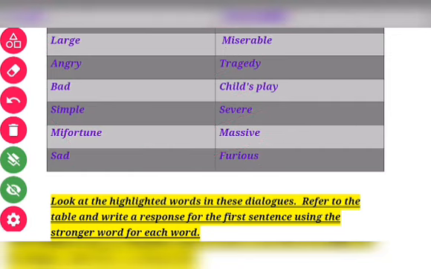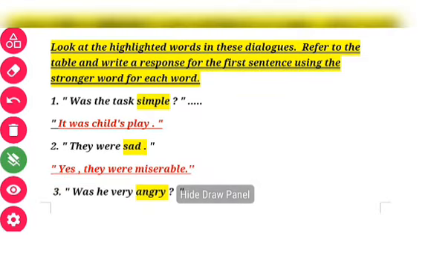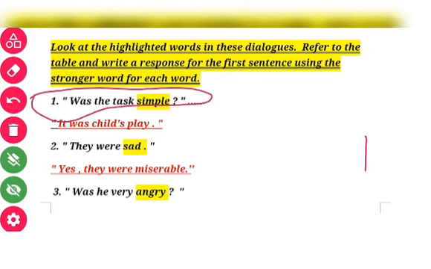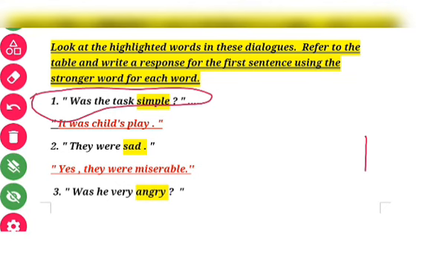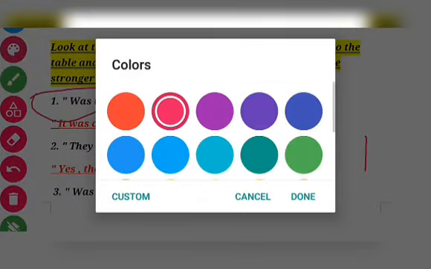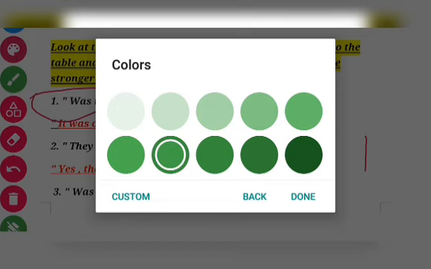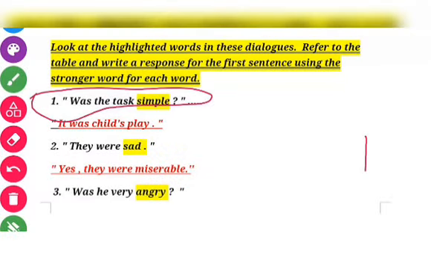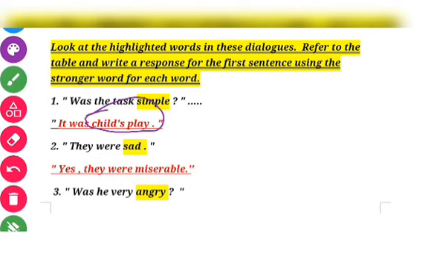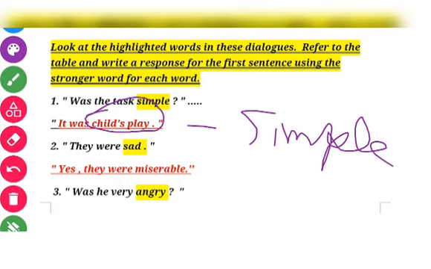So we'll see that. The first says, was the task simple? Asking about was the task simple. For this you will write child's play. Now, it was child's play, as I told earlier, child's play has the meaning of simple. So it was child's play means that it was a simple work.